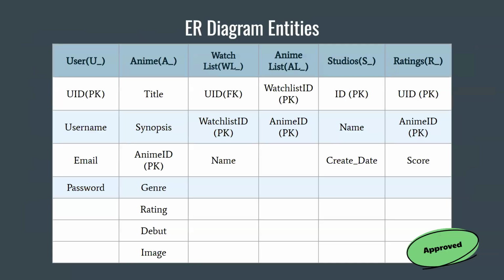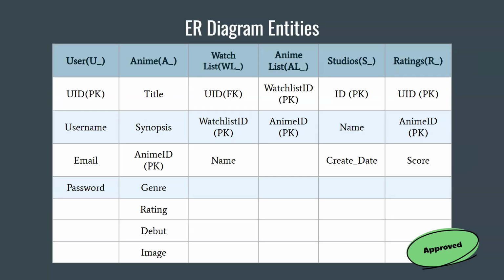Yeah, and we came up with some entities for our entity relationship diagram. So we got the user entity, anime entity, watch list, anime list, studios, and ratings. In the user entity, we have the attribute of UID, which is the primary key, username, email, and password. Every anime would have a title, a synopsis, an anime ID, which would be its primary key, its genre, and its rating. We chose out of 5. Its debut when it came out, and an image to pop up so you know what you're looking at.